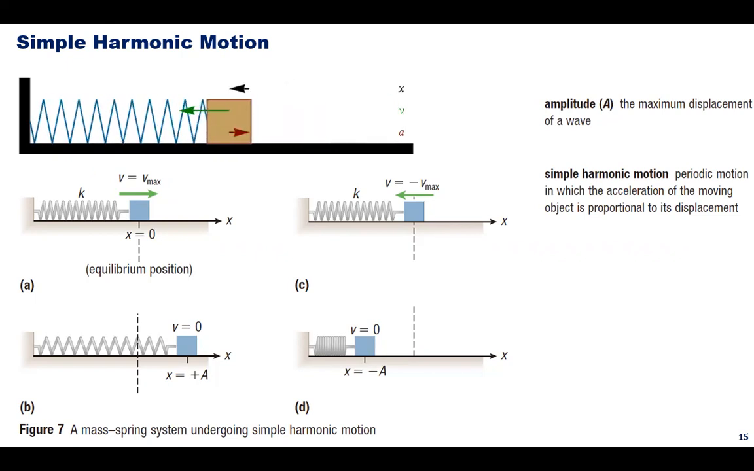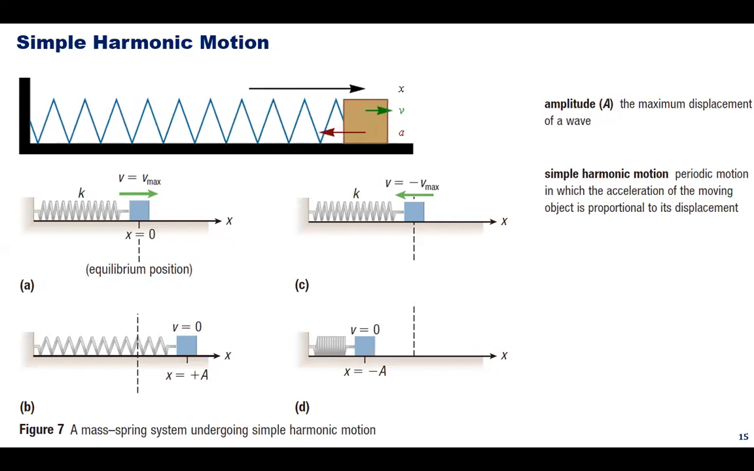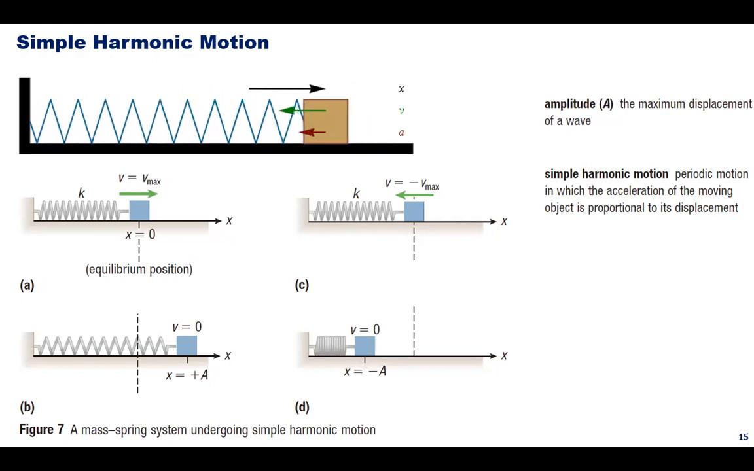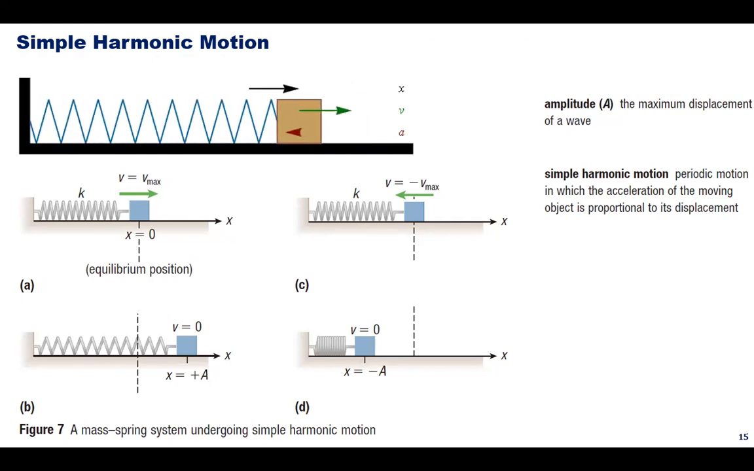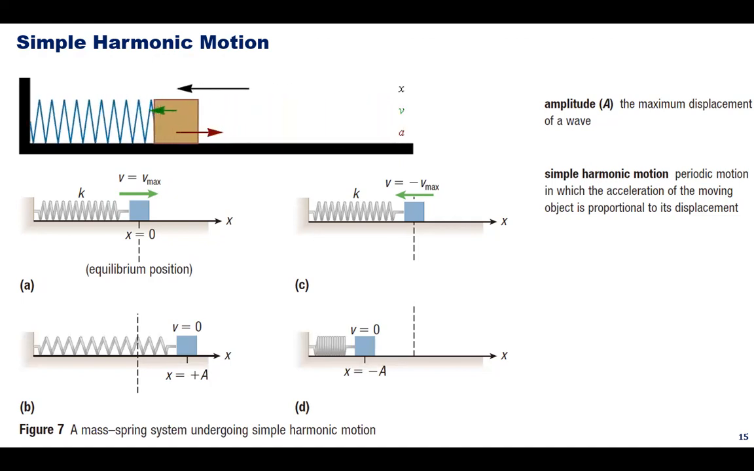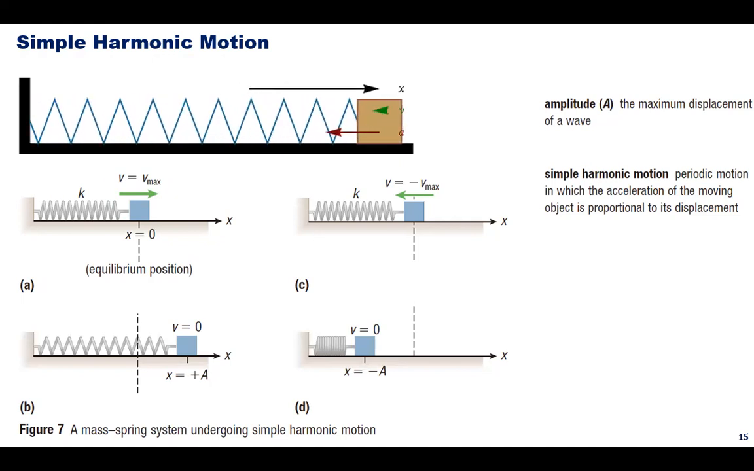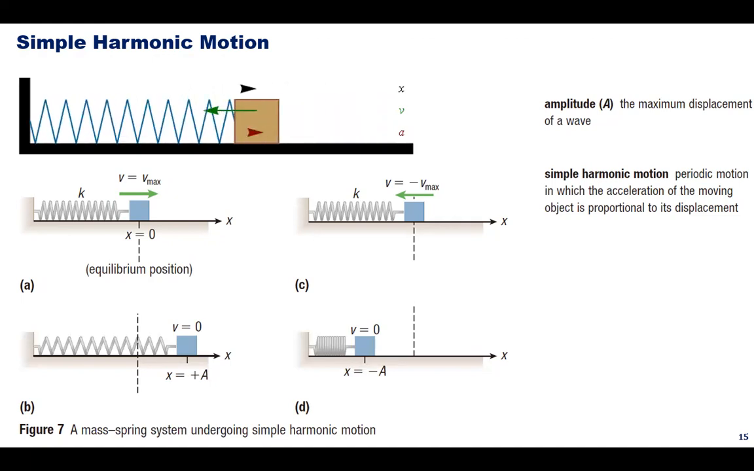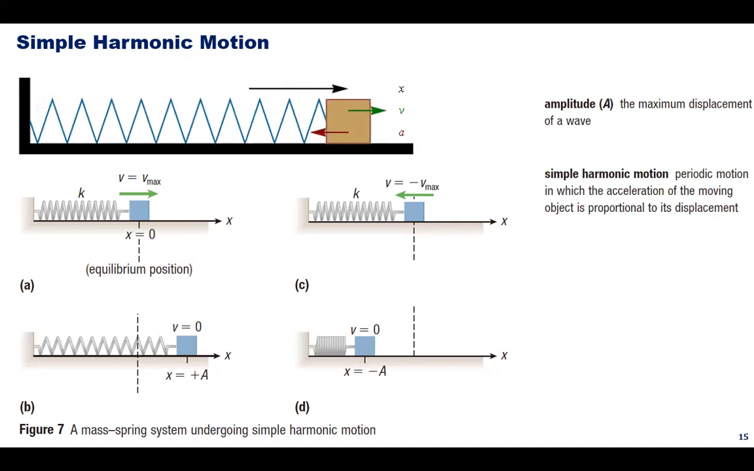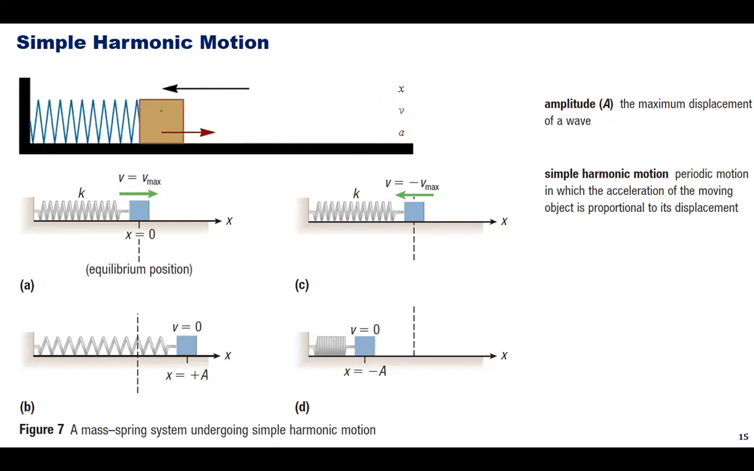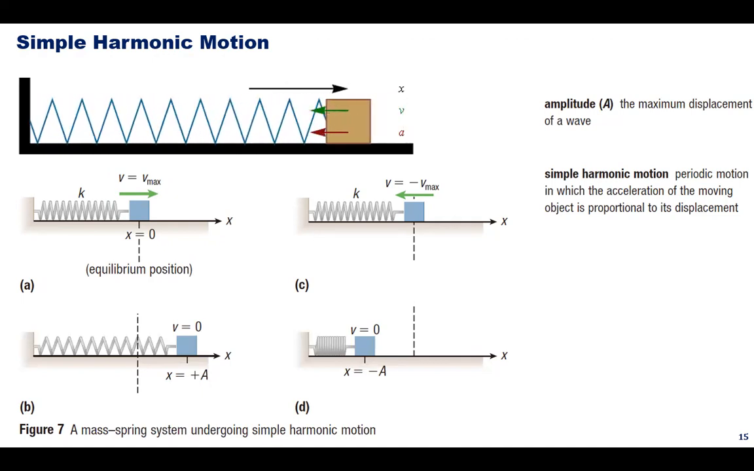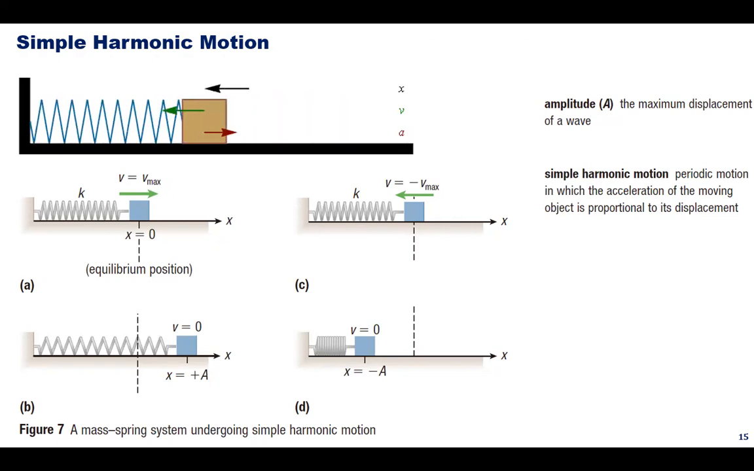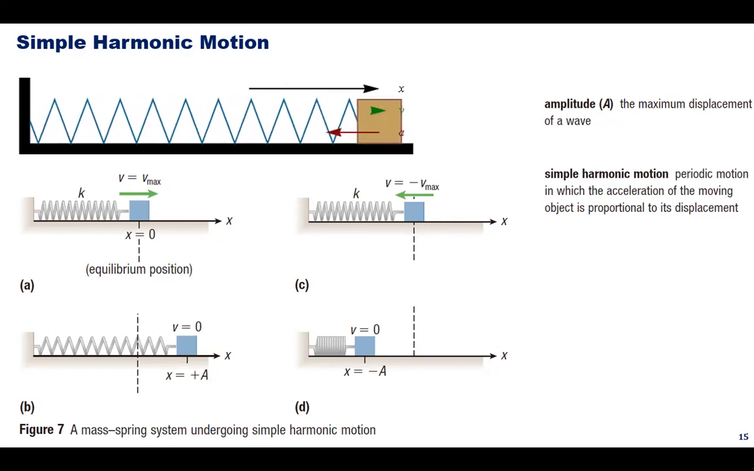Displacement is then x equals positive A, right? It is maximized and the block stops momentarily. The block's motion is then reversed as the spring pulls it back towards the equilibrium point, which is illustrated by figure 7c. Then the block continues to move past the equilibrium point and stops when the spring is fully compressed. And negative displacement, x equals negative A, is maximized, which is shown here in figure 7d. The restorative force of the spring moves the system towards equilibrium and the cycle continues.